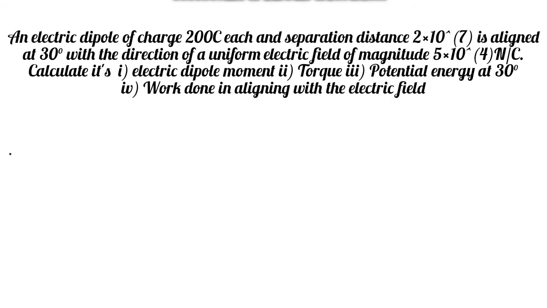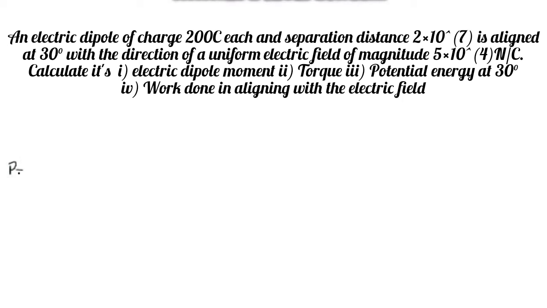An electric dipole of charge 200 coulomb each and separation distance 2 times 10 raised to the power 7, aligned at 30 degrees with the direction of a uniform electric field of magnitude 5 times 10 raised to the power 4 Newton per coulomb. Calculate: 1. The electric dipole moment. 2. The torque. 3. Potential energy at 30 degrees. 4. Work done in aligning with the electric field.